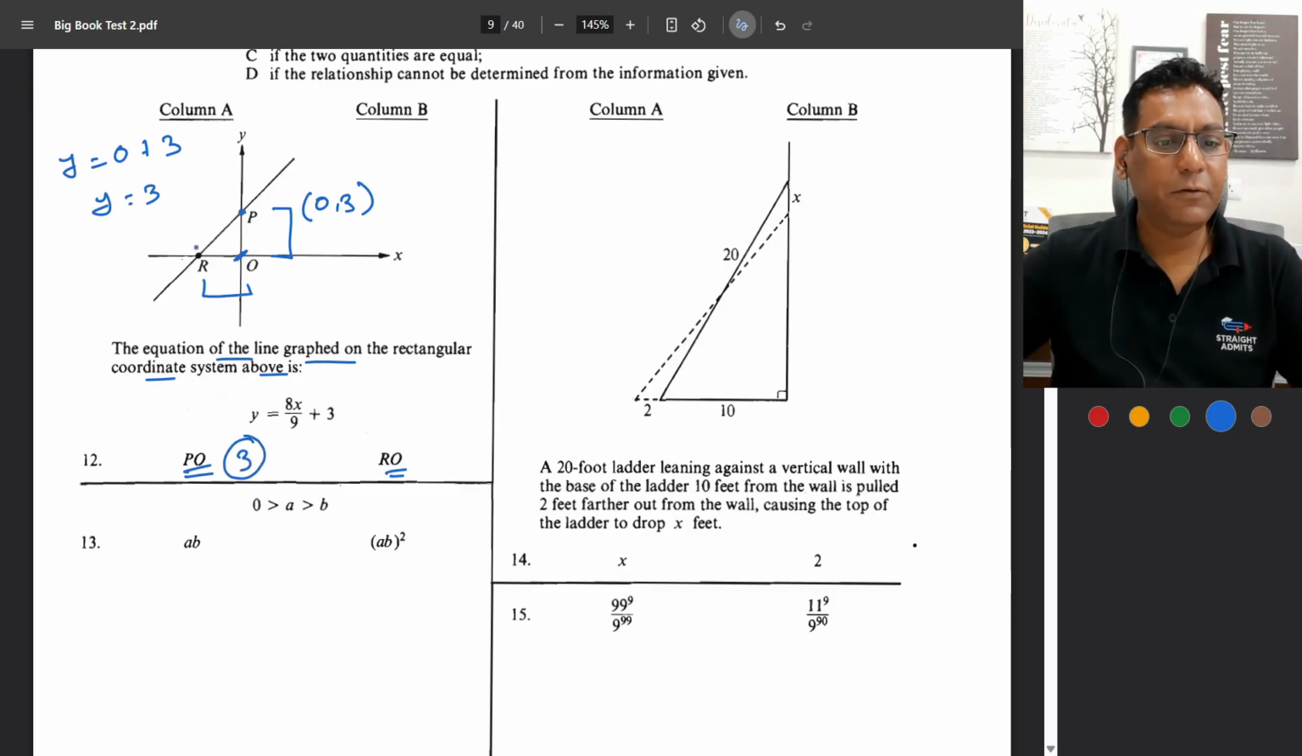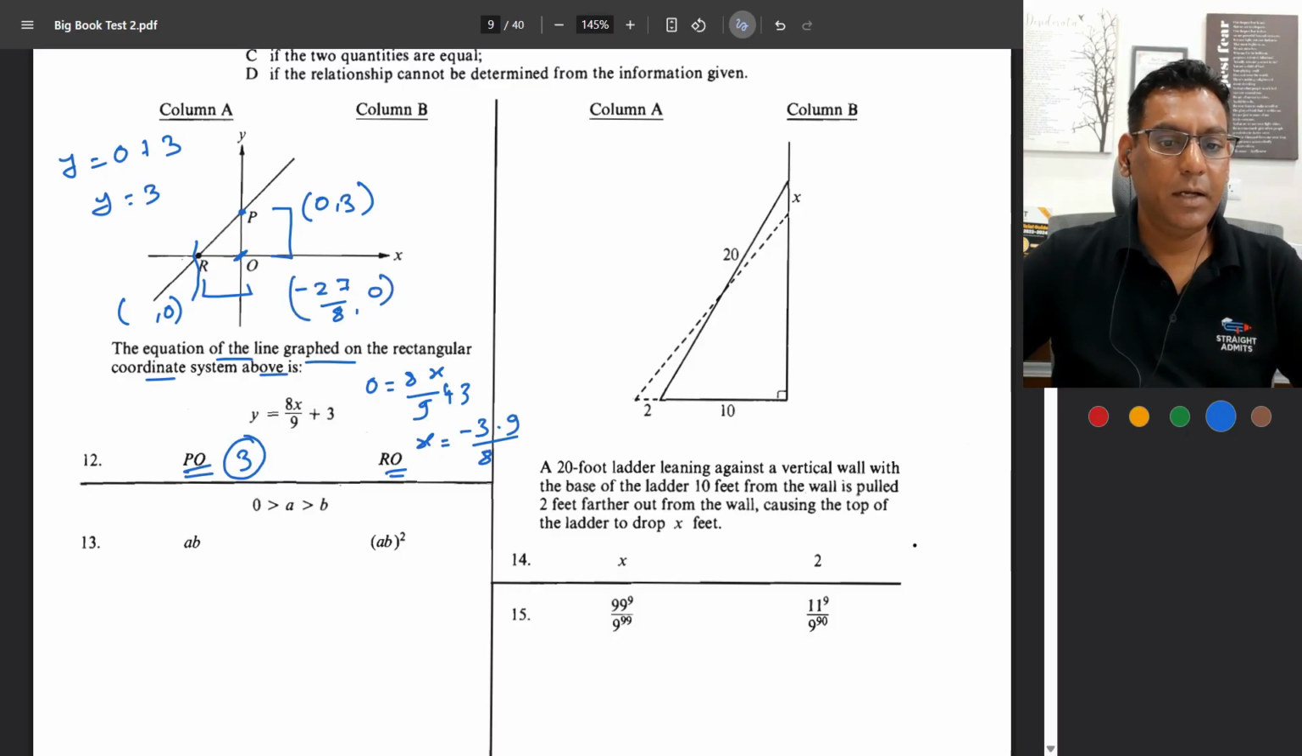Same way, to find out the coordinates of R, I already know that it is something comma 0, that is y is equal to 0. Let me put y is equal to 0. In this equation what do I get? Y is equal to 0 means 0 is equal to 8x by 9 plus 3, correct? So that means x is going to be minus 3 into 9 by 8. That means x is going to be minus 27 by 8.